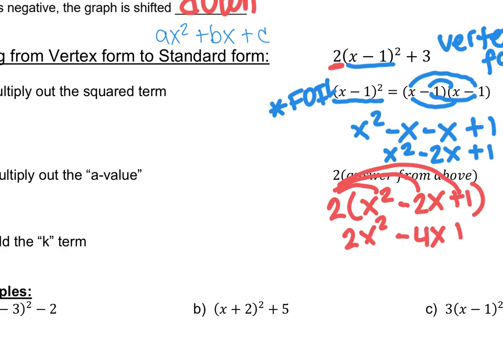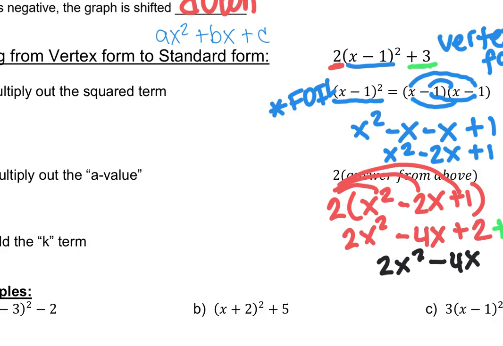2 times 1 is just 2. The third step is add the k term. So let's go ahead and get that k term, that plus 3, and add that there. Now we can combine our like terms and get our final answer. So we get 2x squared minus 4x.